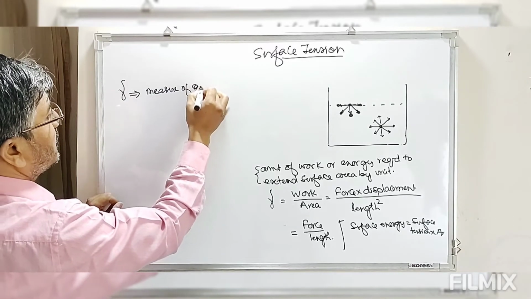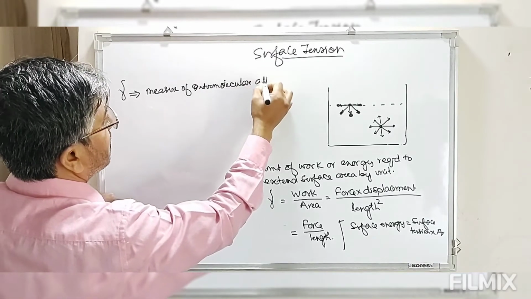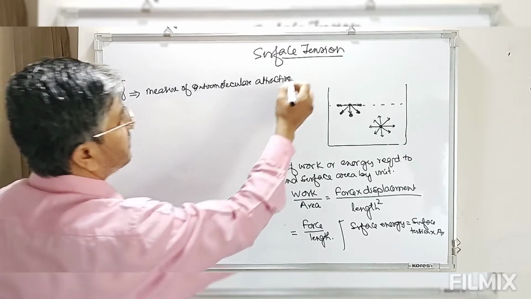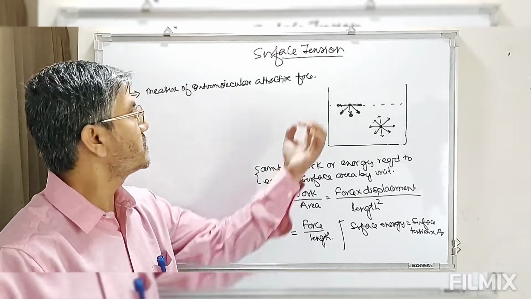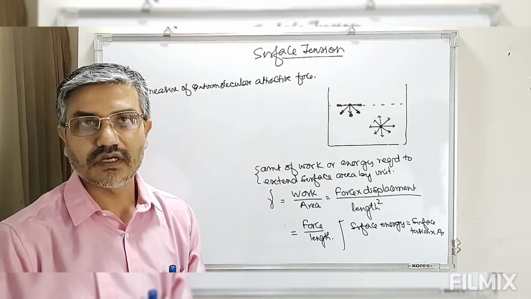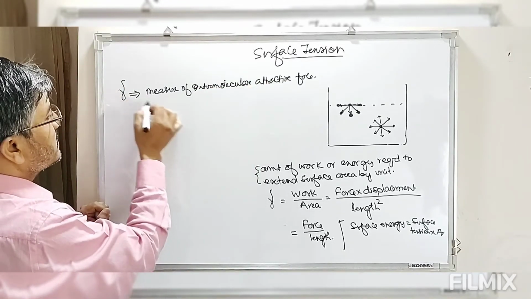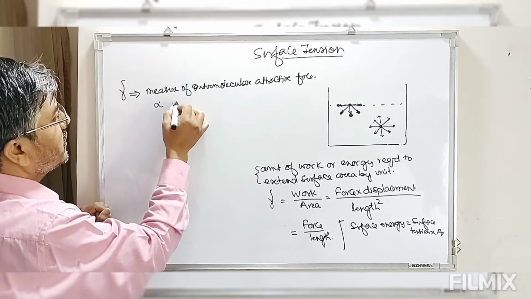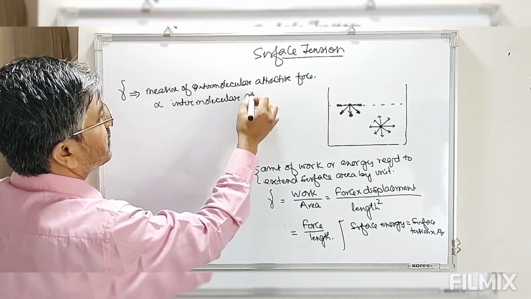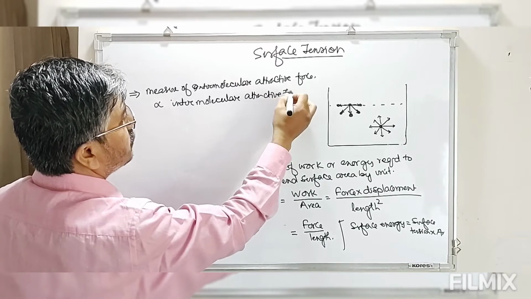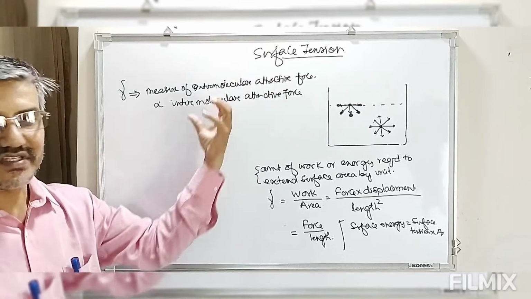Surface tension is a measure of intermolecular attractive force between the components. That means if the intermolecular attractive force is more, then the surface tension will be more. Surface tension is directly proportional to intermolecular attractive force. So for those liquids having a higher value of intermolecular attractive force, the surface tension will be more.